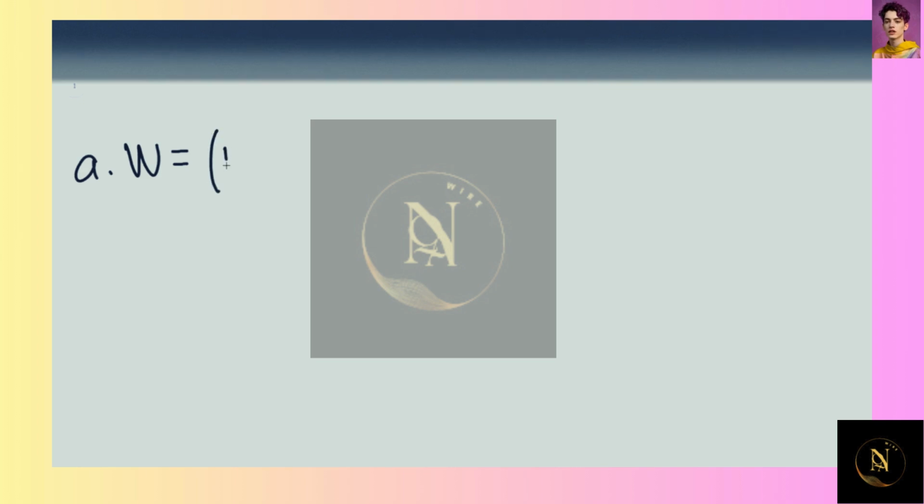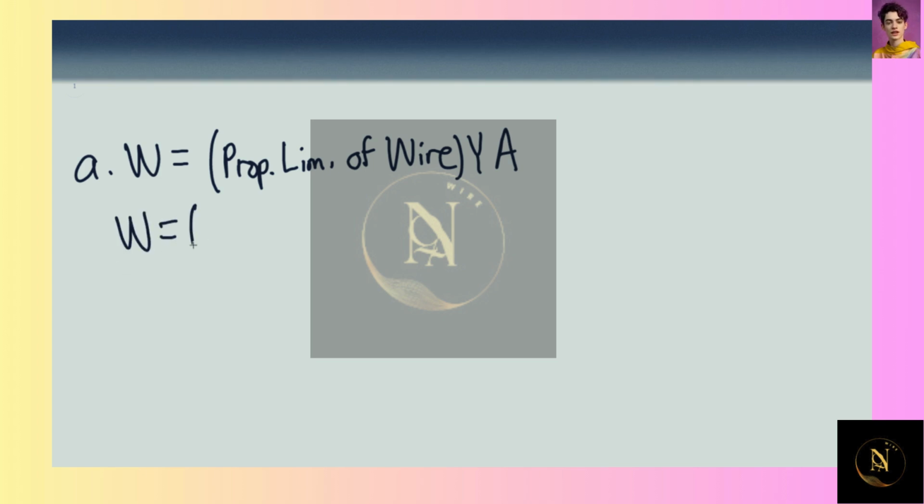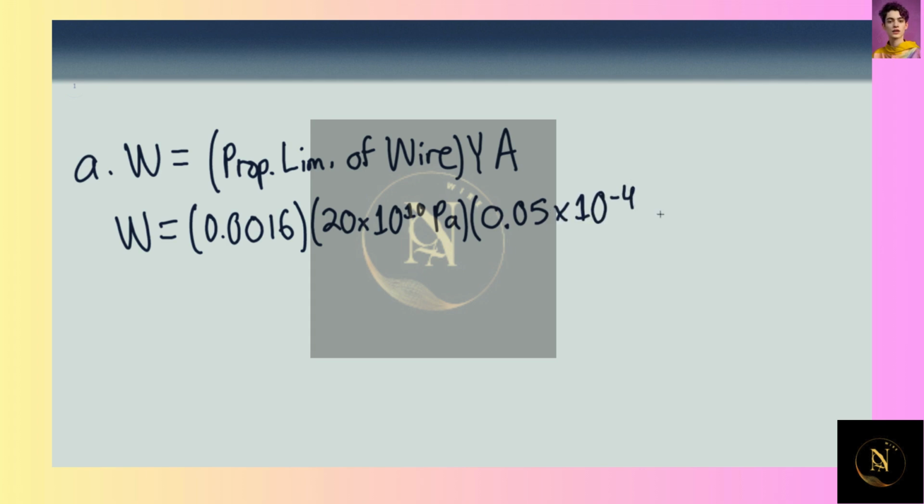So to find the weight of the wire for part A, we know that the weight of the wire is going to be equal to the proportionality limit of the wire times the Young's modulus of the wire times the cross-sectional area of the wire. So the weight is going to be equal to 0.0016 times the Young's modulus, so 20 times 10 to the 10th pascals, times the area, so 0.05 times 10 to the negative fourth meters squared, and this is equaling 1600 newtons. So that would be the weight.